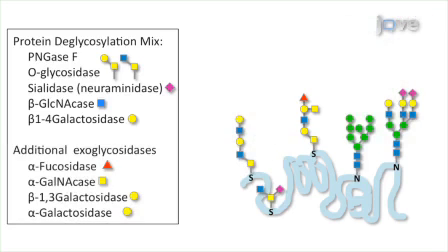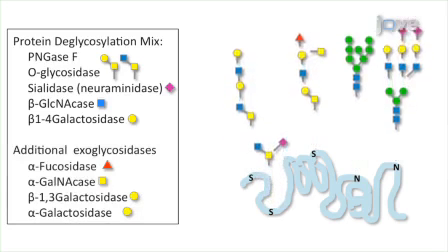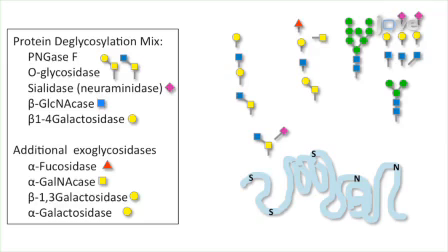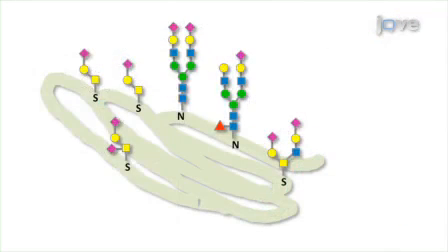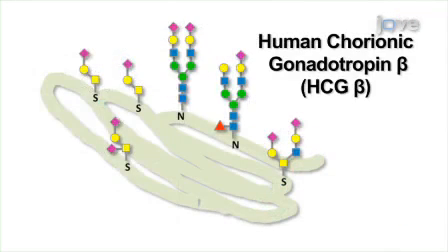Also, the protein deglycosylation mix was supplemented with a mixture of additional exoglycosidases, which sometimes help remove otherwise resistant sugars. We illustrate this method using a model glycoprotein, recombinant human chorionic gonadotropin beta, or HCG beta.